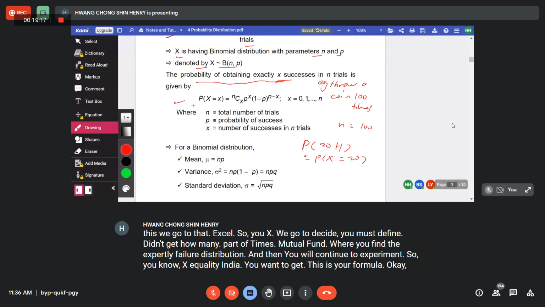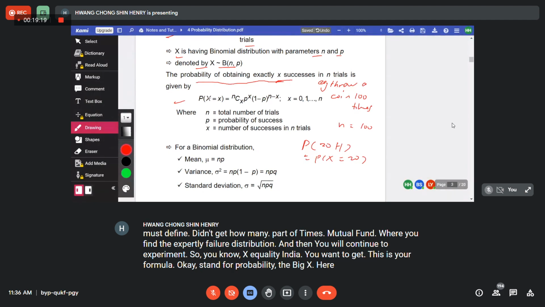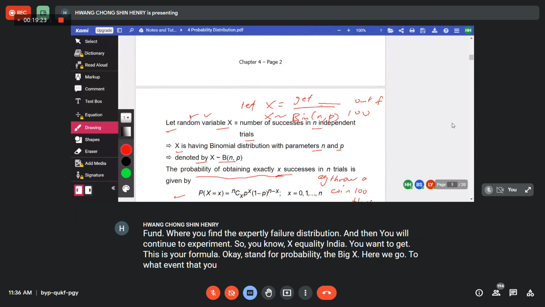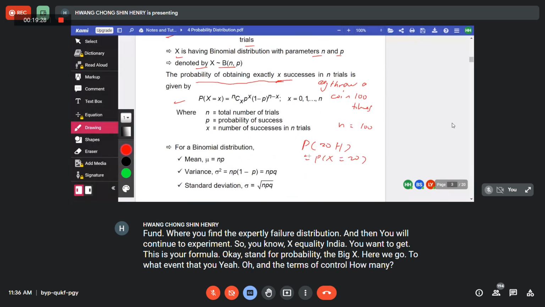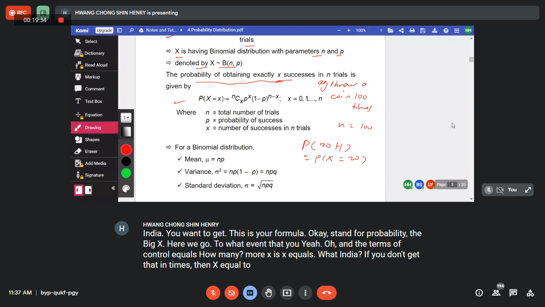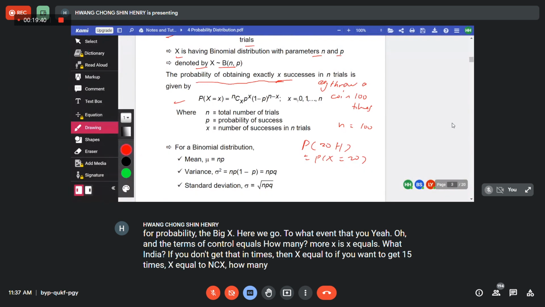P stands for probability. The big X here refers to the event that you defined here: how many heads out of 100 throws, equal to the small x. This x equals 20. If you want to get 50 times, x equals 50. The formula is equal to nCx. How many of you have seen this formula before?